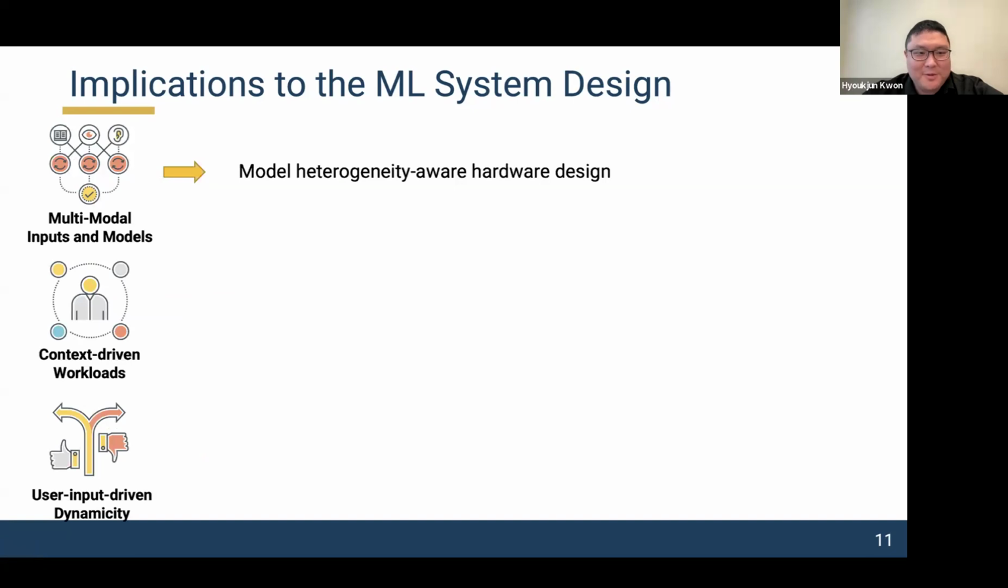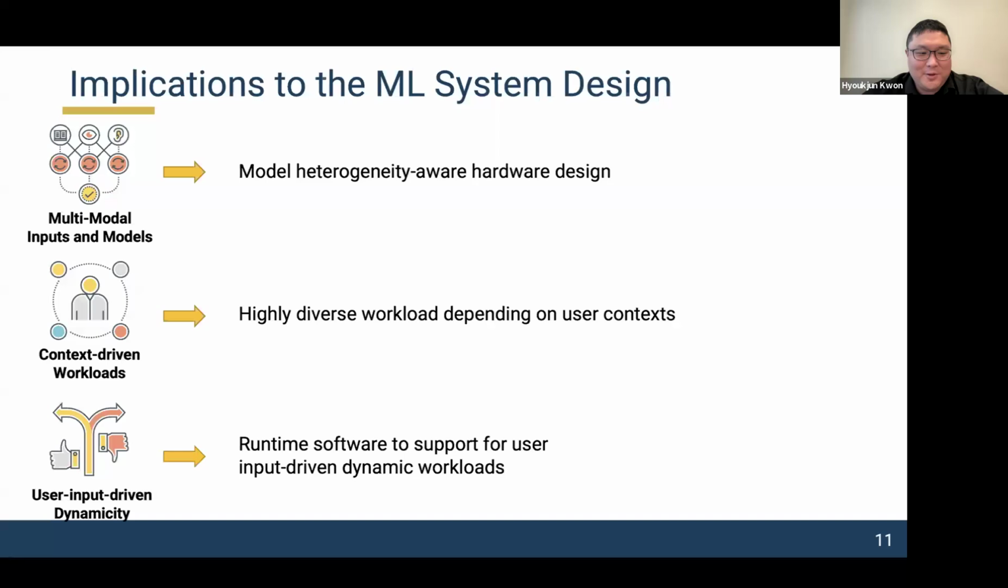And for multimodal inputs and models, because we have multimodality, speech, the gravity sensor, the camera and so on, the ML models processing those modalities become heterogeneous. So these need to be incorporated in the hardware design. And context-driven workloads, basically you get highly diverse workloads depending on user context. And user input-driven dynamicity, so you need very good runtime software support for processing the user input quickly.